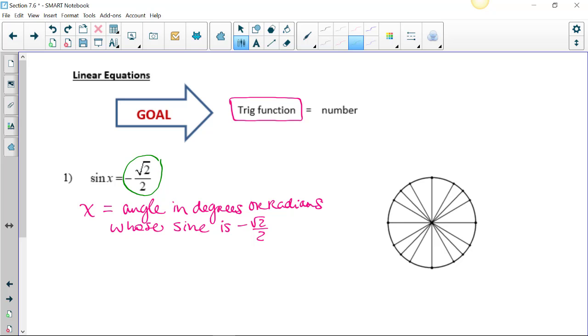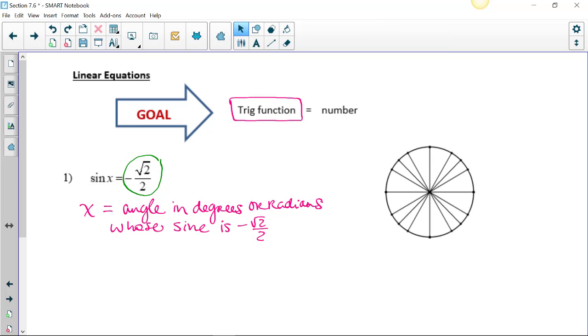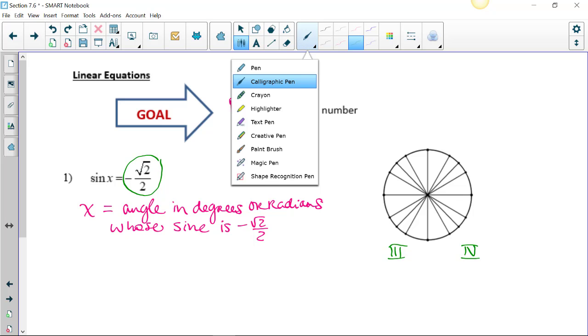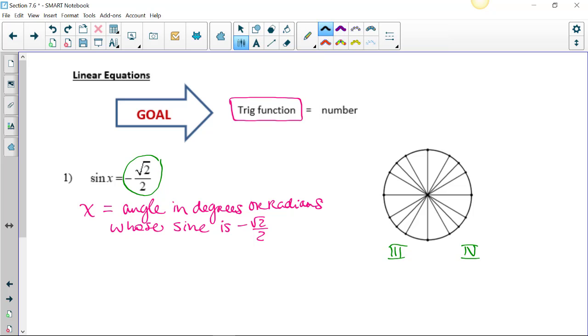So angles on the unit circle that have a sine value that is negative would terminate in quadrant 3 or quadrant 4. So we're looking for an angle in quadrant 3 or 4 whose sine is negative square root of 2 over 2. Well, I know that's a 45-degree angle multiple or pi over 4 multiple in quadrant 3 or 4. So let's mark those.